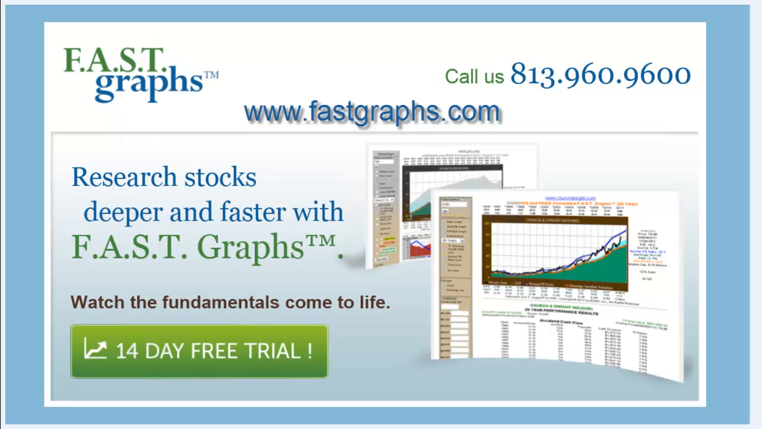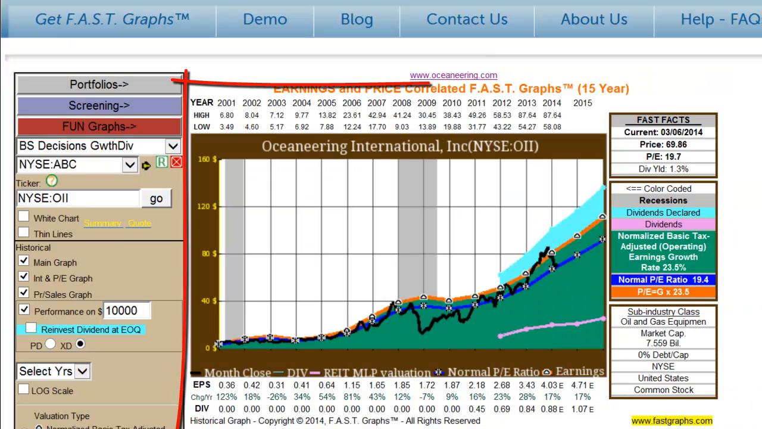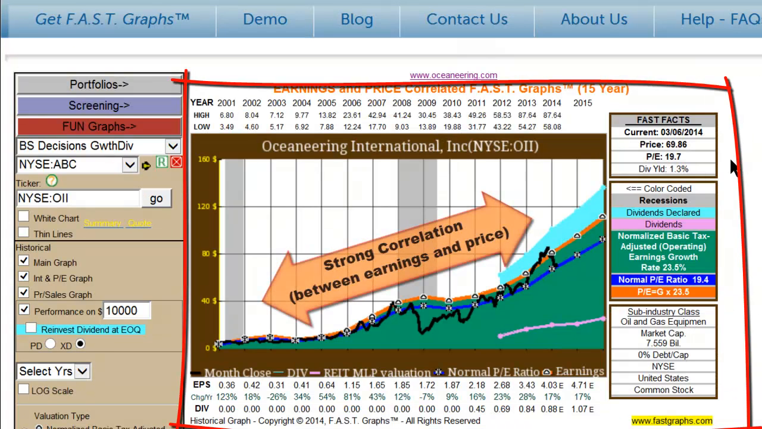This is an introduction to the historical and associated performance FAST graphs. The historical FAST graphs research tool provides a clear historical perspective of a company's operating results, stock prices, and historical valuations. Their primary purpose is to illustrate the strong correlation and functional relationship between earnings and market price in the long run. These charts and graphs capture volumes of fundamental data at a glance.